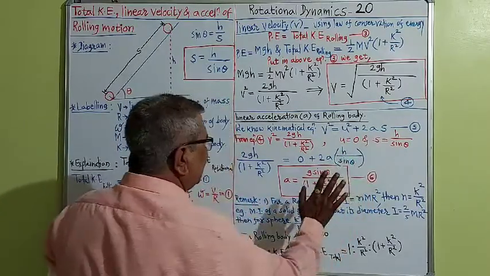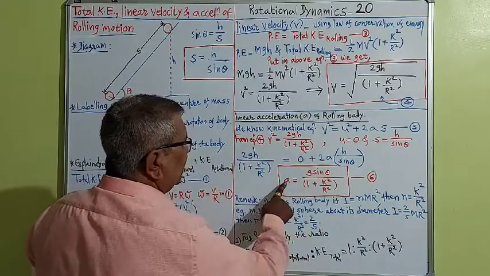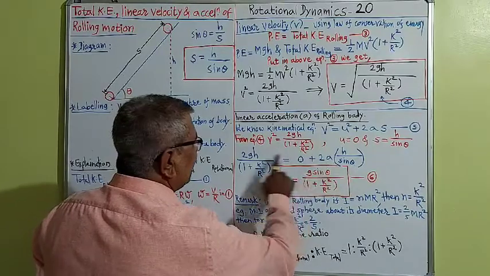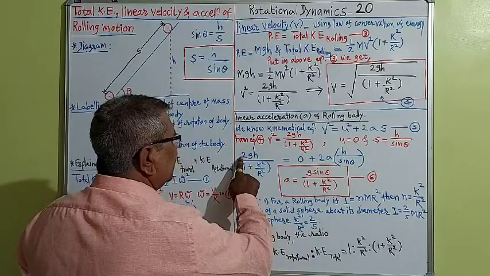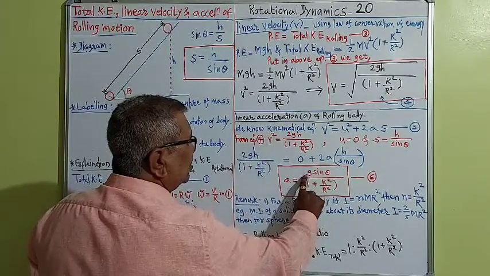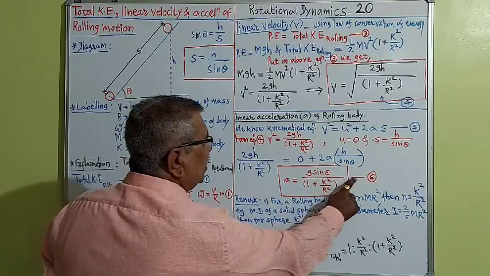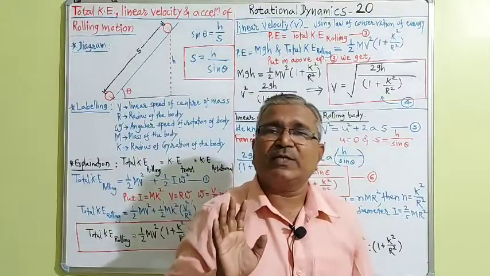h upon sin theta. And solving this, these 2 get cancelled with these 2, and we get acceleration is equal to g sin theta. This h is cancelled with this h. This 2 is cancelled with this 2. This sin theta goes up. g sin theta upon 1 plus k square upon r square. Equation number 6. This is the linear acceleration of a rolling body.